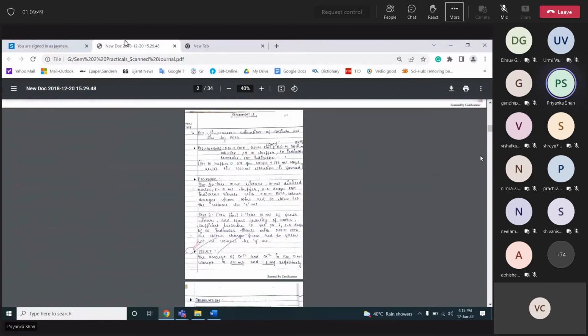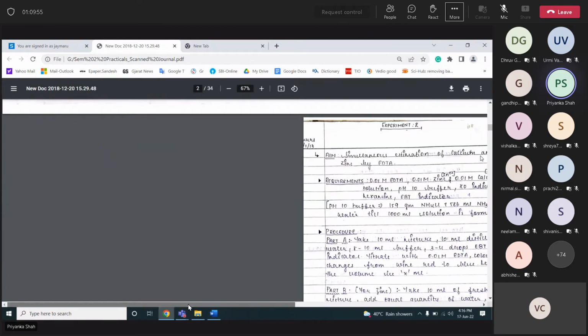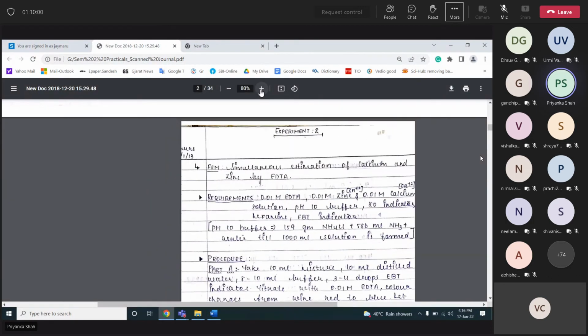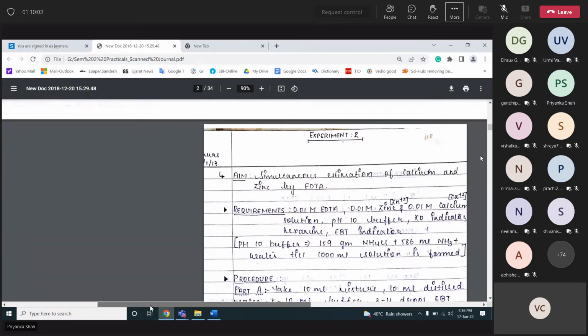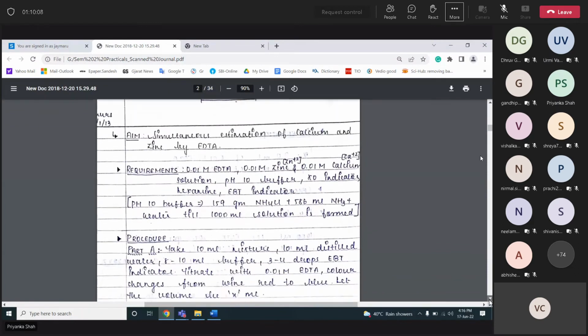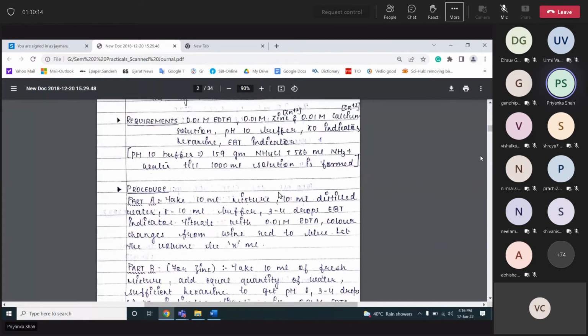Now second, just like I explained to you hardness of water sample, in determination of calcium and magnesium, the same goes for calcium and zinc. So in calcium and zinc, these are the requirements. Zinc, mostly we use zinc nitrate and calcium nitrate salts and pH 10 buffer. Yes, this is the preparation for how you will prepare pH 10 buffer.